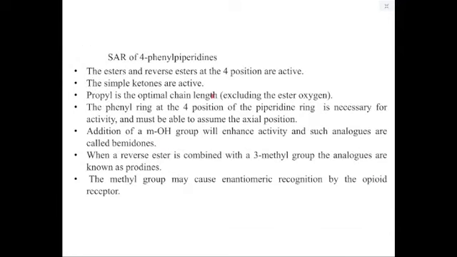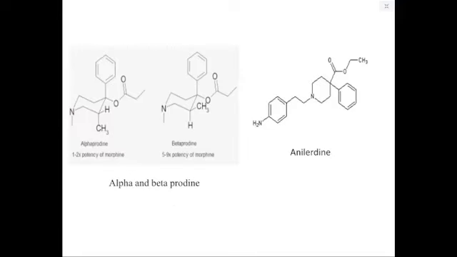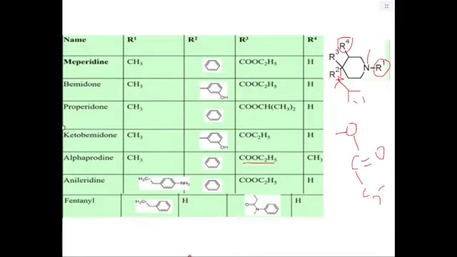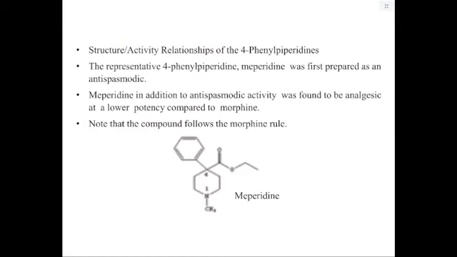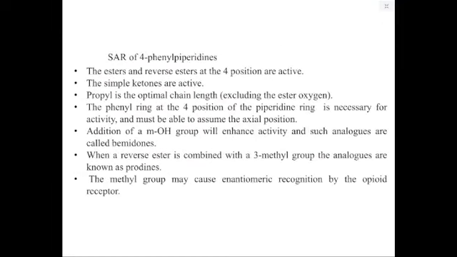I just wanted us to finish off with the reverse esters, and I hope you have understood the reverse ester and its consequences, also that you can do substitution at position number 3 to get beta and alpha isomers. The simple ketones are also active, and indeed we did give an example of that: ketobemidone has a ketone at that position, so you can give ketobemidone as an example of a ketone having activity.